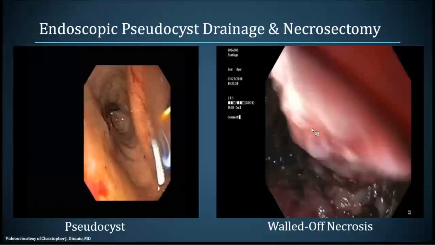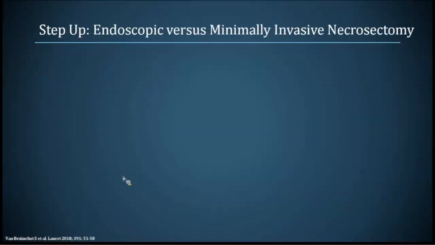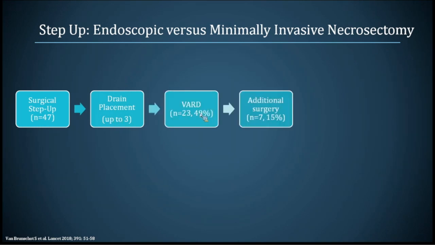And both of these types of procedures, once you take out the dead stuff or the infected stuff, it just granulates in, right? And then eventually you pull those stents out. So when you look at the data, this same Dutch group randomized patients. They got the surgical step-up like the previous study, a more aggressive drain strategy, up to 3 drains. 50% of them went on to VARD, and then 15% now needed more procedures. So they're getting better at doing this without surgery or without repeated attempts.